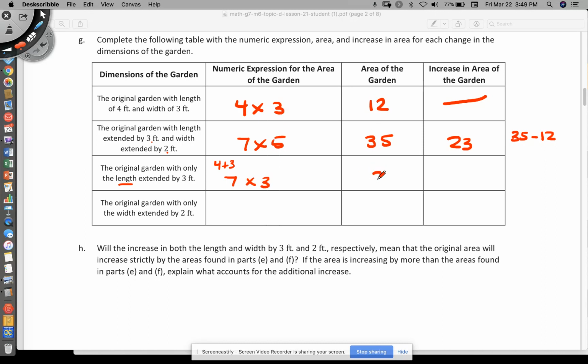So now my area is 21. So how much did that increase by? So we say 21, I should probably put these in parentheses, 21 minus 12, and that gives me 9. That's the answer we just got to E, from E. That's how we got 9 from E.